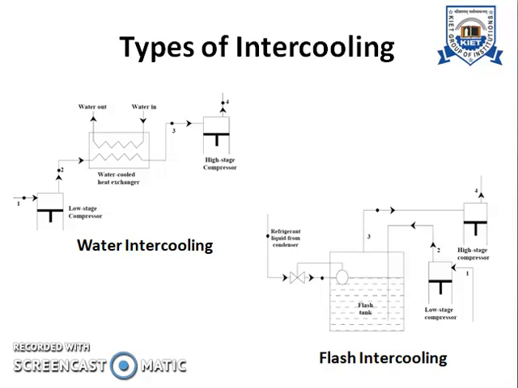And second one is flash intercooling, as shown on the right hand side. Here as you can see, the vapor refrigerant from the low pressure compressor enters into the flash tank. Here the refrigerant vapors are cooled by the liquid refrigerant itself, and then the vapor is allowed to enter into the high stage compressor. Okay, the benefit is that depending upon the refrigerant and the operating conditions, we can completely de-superheat the vapor which is coming from the low pressure compressor.